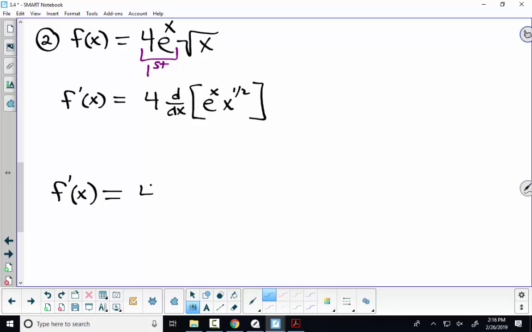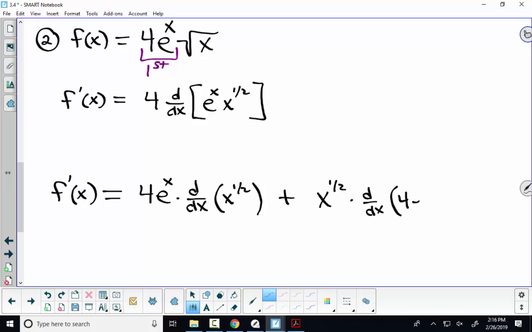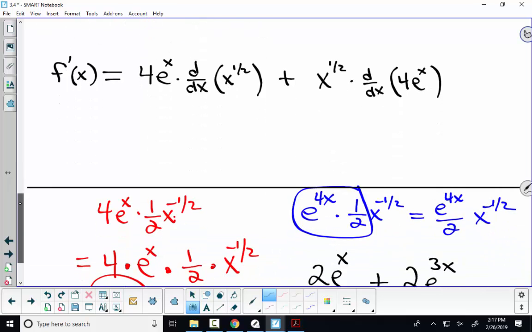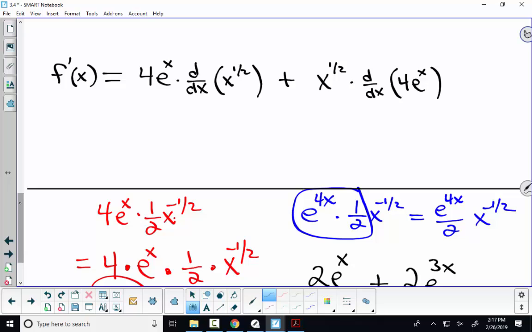We have the first times the derivative of the second, plus the second times the derivative of the first. Again, as we progress to more complex functions, if you're writing all your derivatives out on the side before you explicitly state the rule, it's going to be really hard for you to determine when you stop taking derivatives. Okay. So that's the product rule.